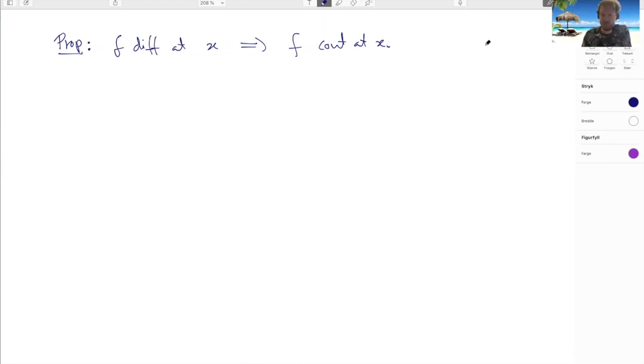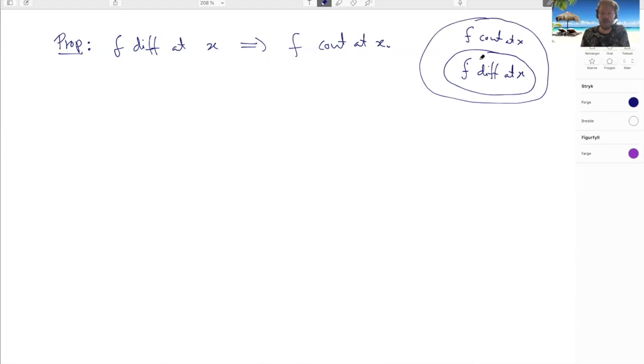So if we're talking about differentiability and continuity at a fixed point, then the functions that are differentiable at x form a smaller set than the ones that are continuous at x. So all the functions that are differentiable at x are also continuous at x, but the ones that are continuous at x form a bigger set than the ones that are differentiable there. A typical example would be the absolute value function. It's continuous at 0, but it's not differentiable at 0. So it would be here, okay?